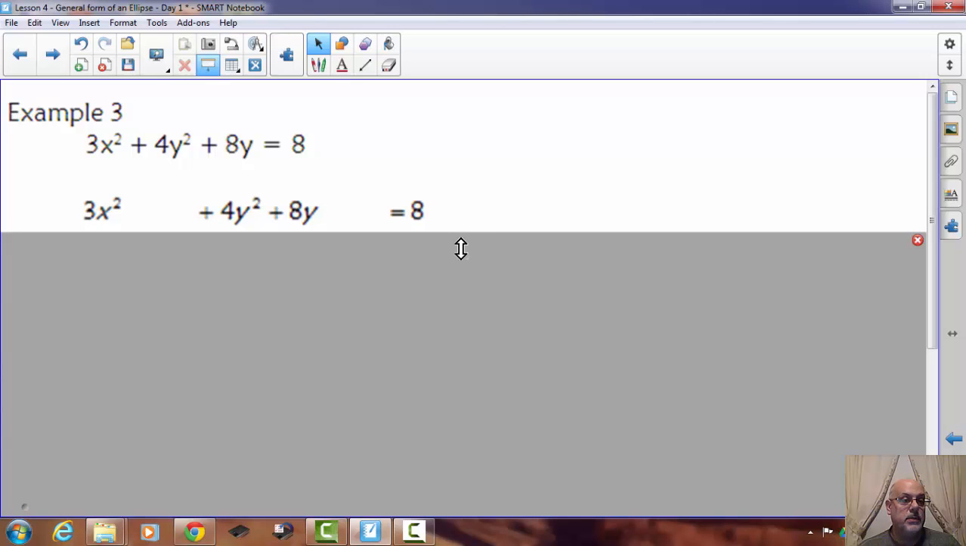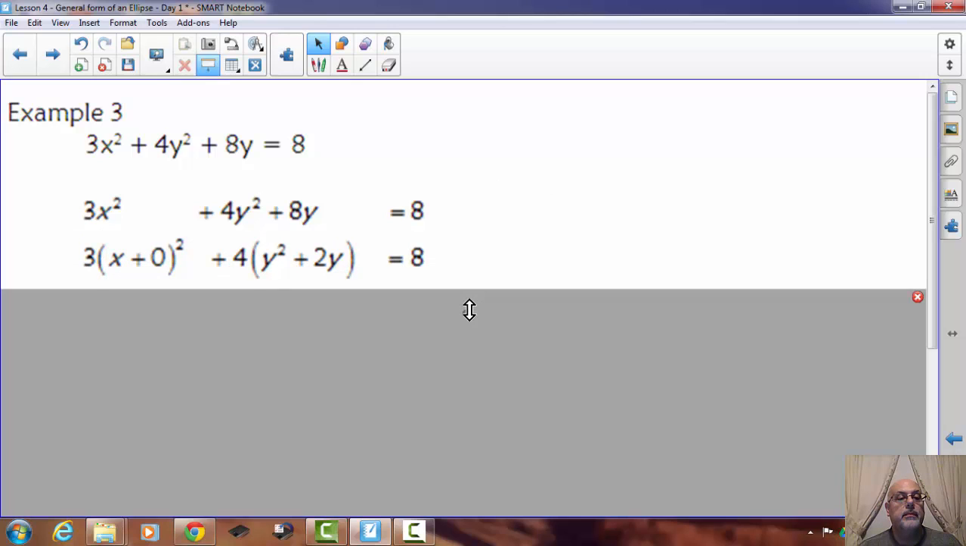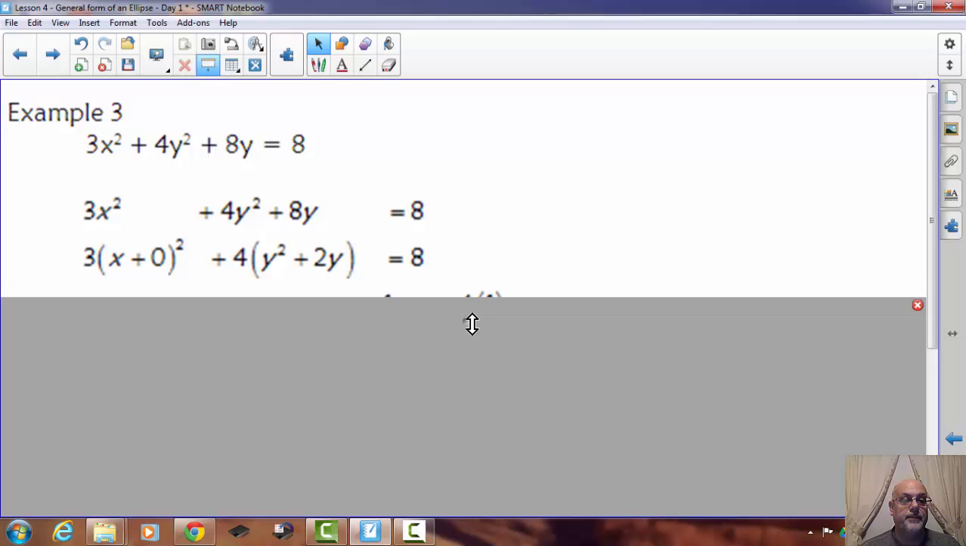Again, we're grouping the terms. The y terms together, there's only one x term, it's the x squared. So on the left side, if I were to factor out a 3, what you really have in the parentheses is 3 times x plus 0 squared. To the right of the plus sign, you factor out a 4, and you have y squared plus 2y equals 8. Oh, by the way, if you notice this one, I already moved the constant to the right side before I gave you the problem.